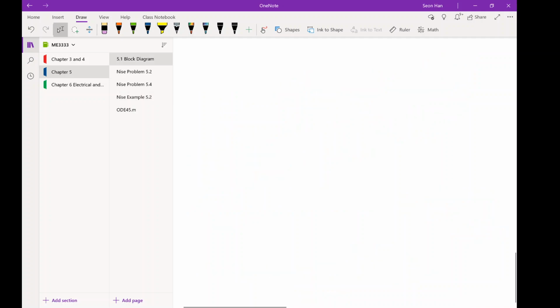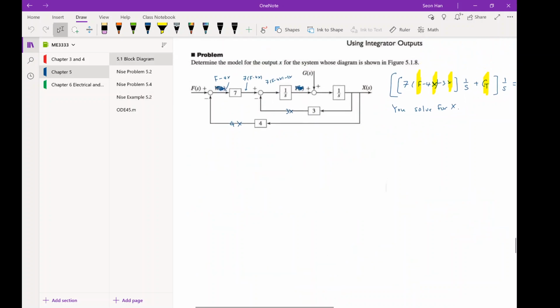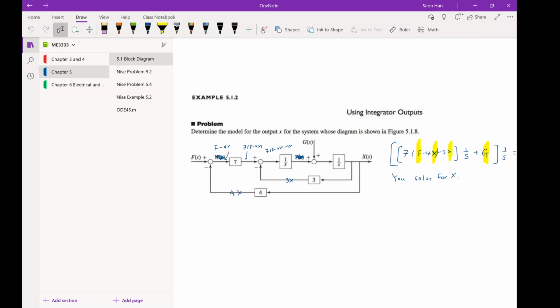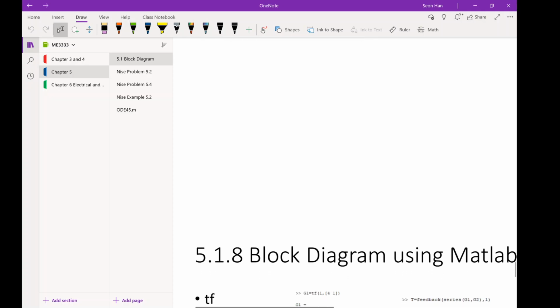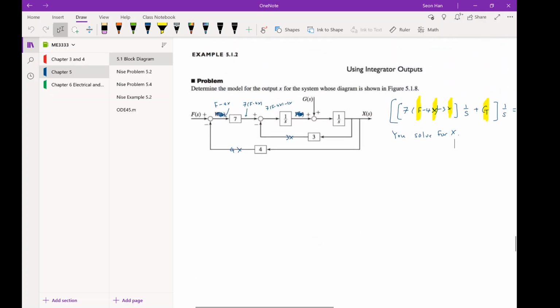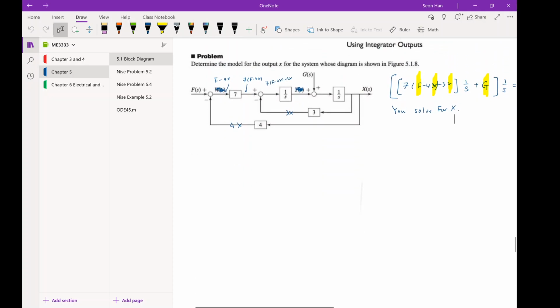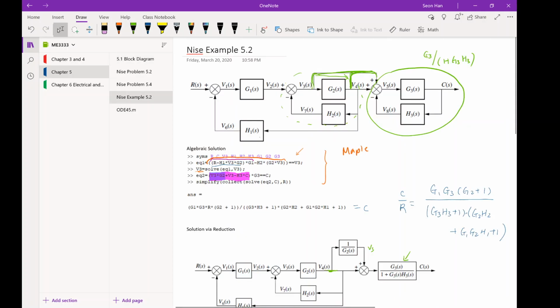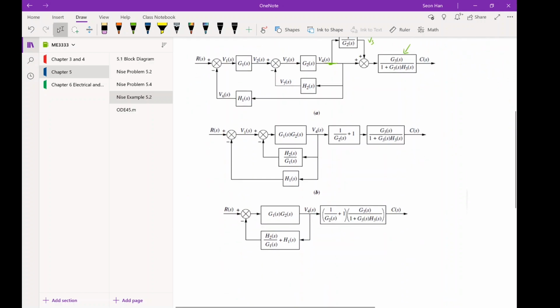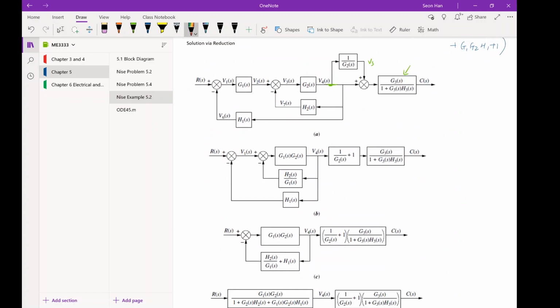So that's all I'm going to cover for block diagrams. You do not need to know how to simplify using a nice example like example 5.2. You do not need to do it. Can I just put a big X through it? Just don't tell your controls teacher.